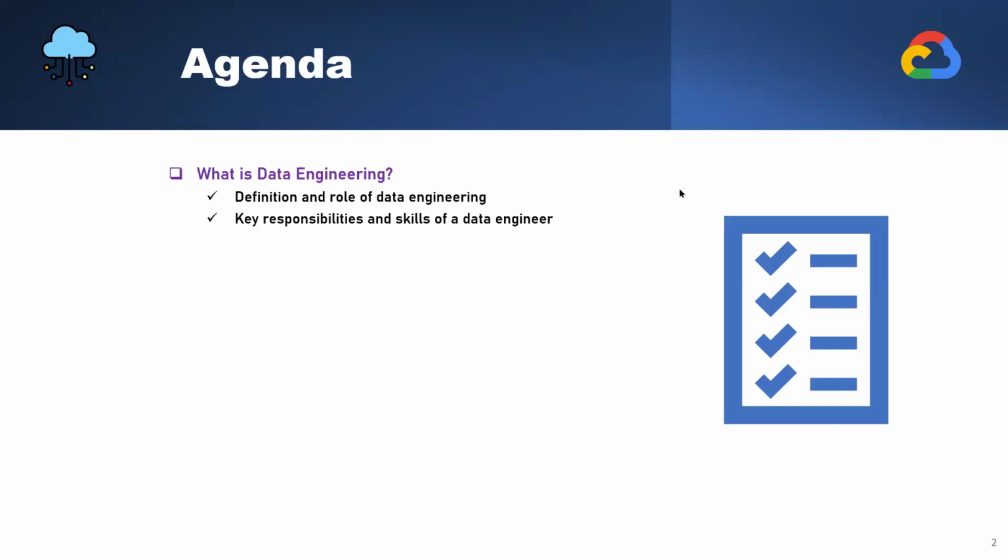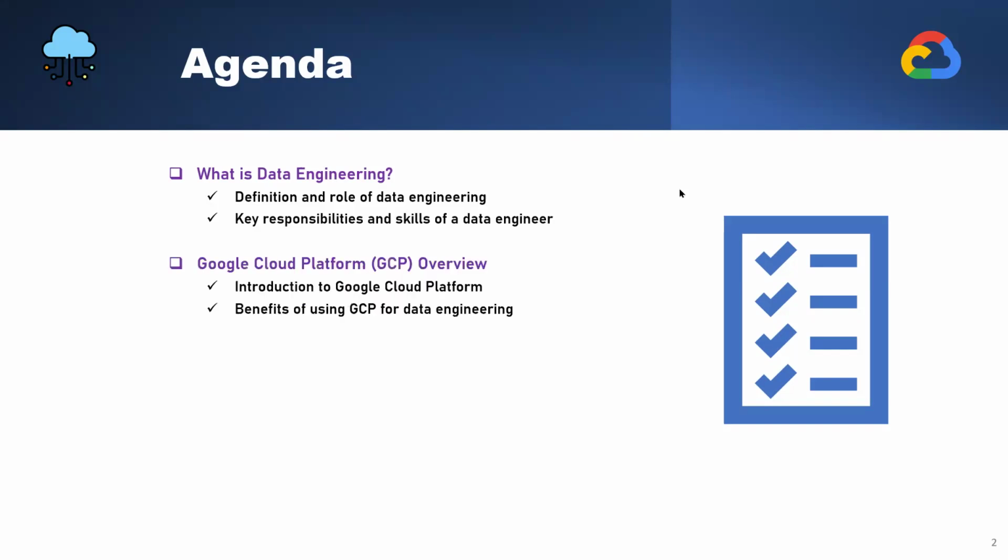After that, I will talk about what Google Cloud Platform is and how it is different from the other cloud platforms. All of those things we will try to see. First we will understand what data engineering is. Then we will understand what Google Cloud Platform is, how it is separate from the other cloud platforms, how it is different from them, and what the advantages of using Google Cloud Platform are.